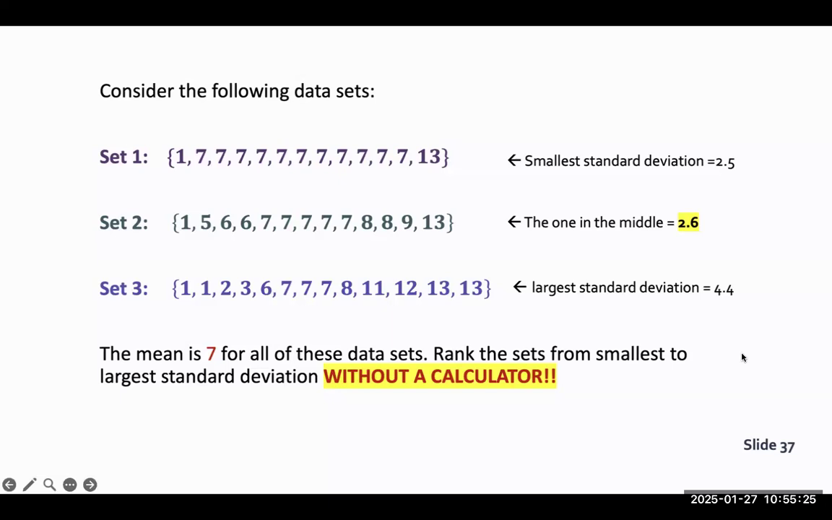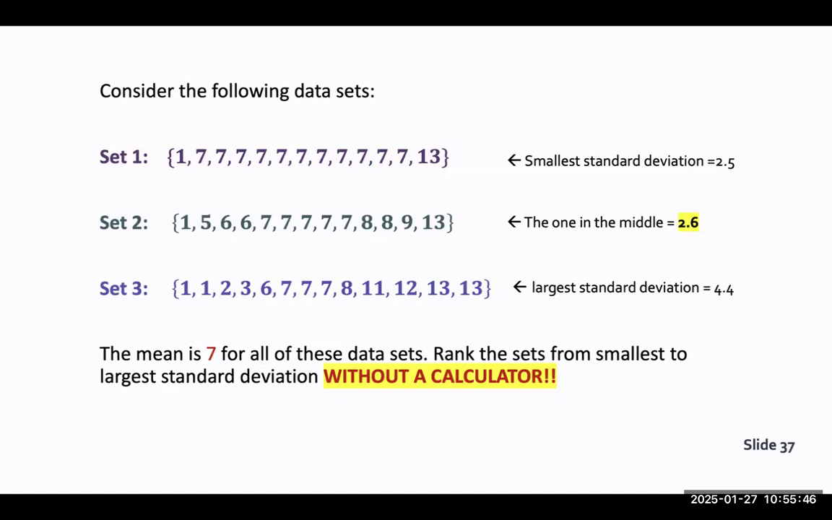Okay, I'm going to show you how to actually calculate this by hand. On a test, I will not ask you to do this. I just want you to see it and have a little bit of an understanding of what standard deviation is. We will use a spreadsheet to actually calculate standard deviation. We will not be using the formula.